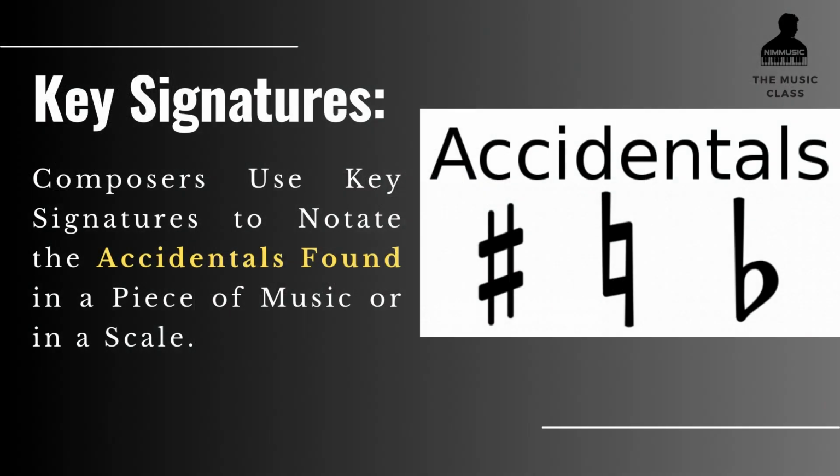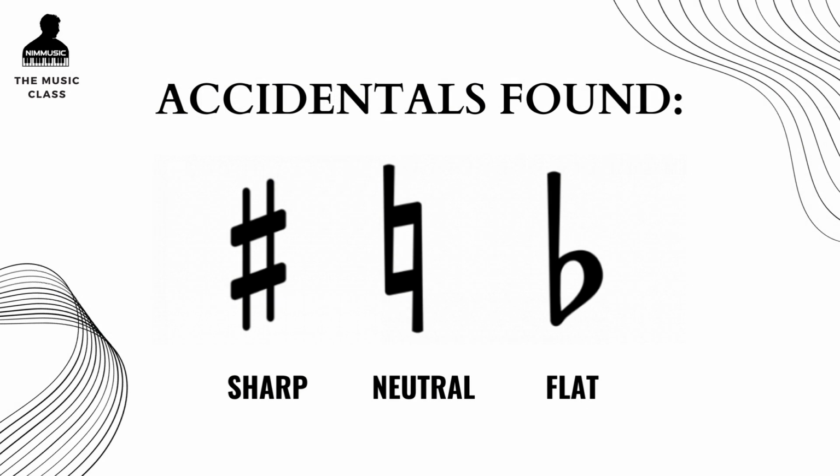A key signature is a way for composers to notate the accidentals found in a piece of music, or in a scale. Accidentals are the black keys on a keyboard, and are designated by a sharp sign or flat sign before each note. Accidentals can also be a natural sign, which negates the sharp or flat. And the name of it is neutral.